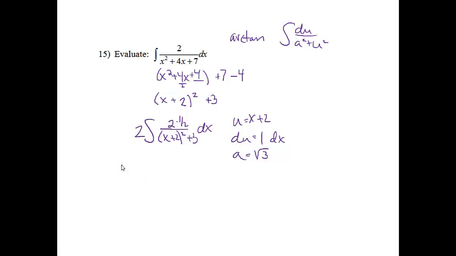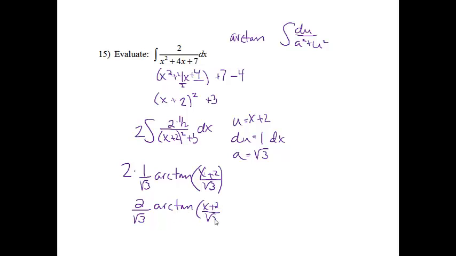So I'm going to have 2 times 1 over a arctan u over a. Okay, and then just finishing this, I'm going to just put those together. I'll have 2 over the square root of 3 arctan of x plus 2 over the square root of 3 plus c. You could also have for this one 2 square root of 3 over 3 for that part right there if you wanted to do that instead.